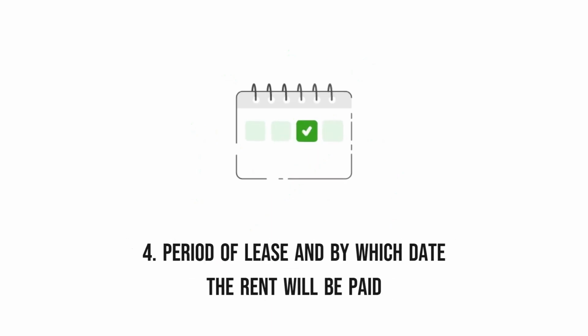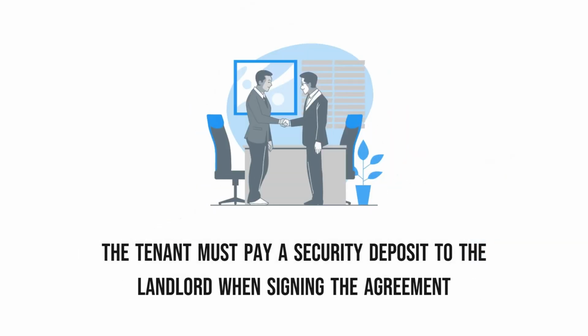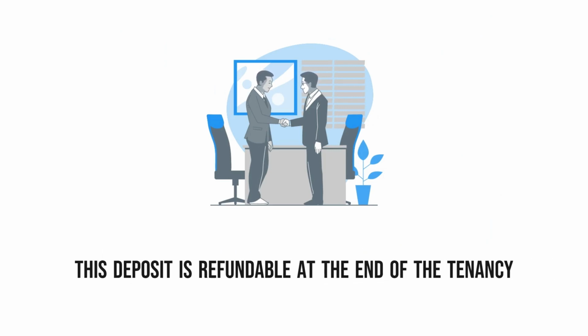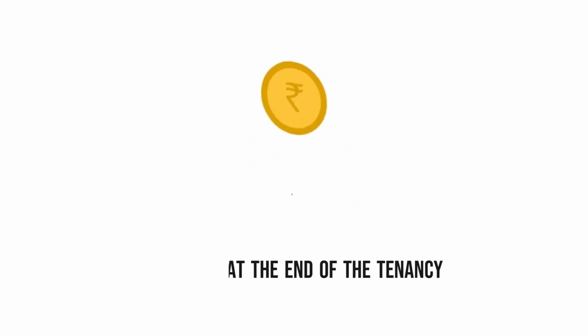Period of lease and by which date the rent will be paid. The agreement should outline the frequency and amount of rent payments to be made. The tenant must pay a security deposit to the landlord when signing the agreement. This deposit is refundable at the end of the tenancy, less any deductions for damages or overdue rent.